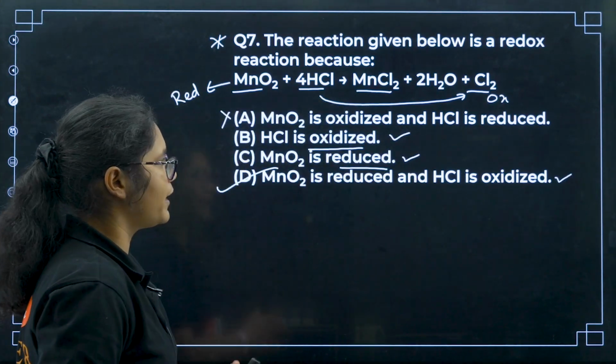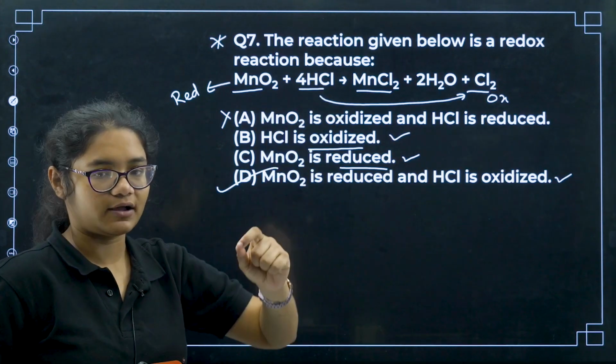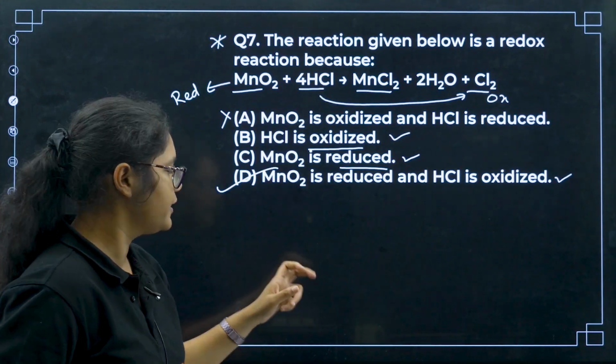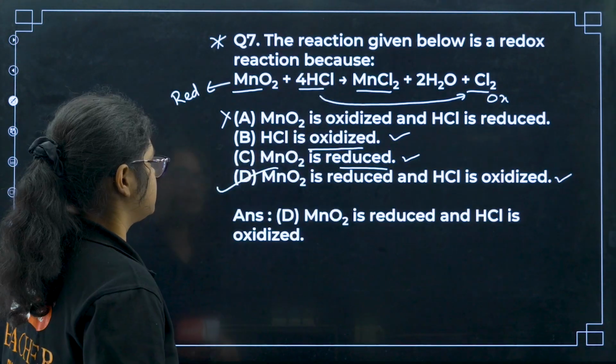So the question is asking, why is it a redox reaction? In a redox reaction, both oxidation and reduction should take place simultaneously, right? So MnO2 is reduced and HCl is oxidized, that is why it is a redox reaction.